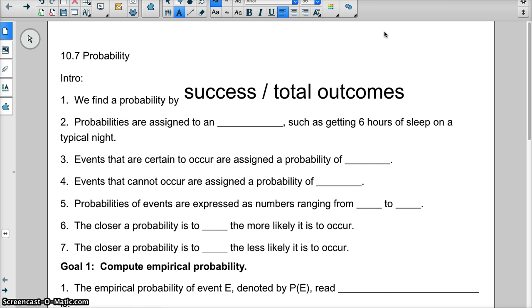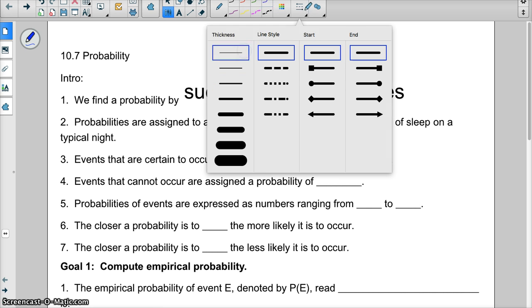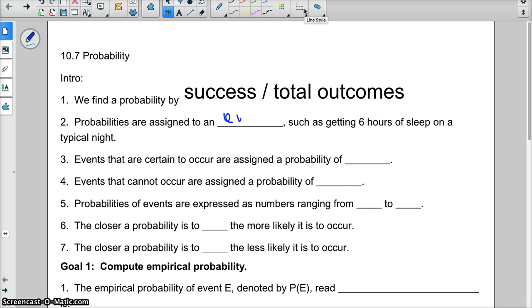All right. Probabilities are assigned to an event. For example, what's the probability that you will get 6 hours of sleep in a typical night? Do you call sleeping an event? Maybe, maybe not. But that's a formal way to just name an activity that you're finding the probability of.